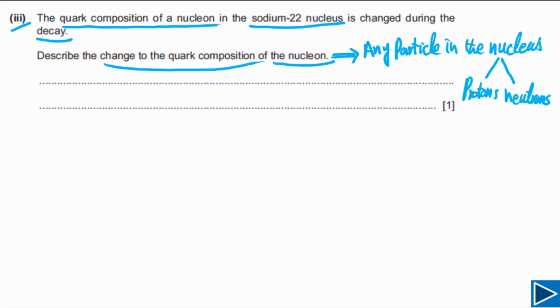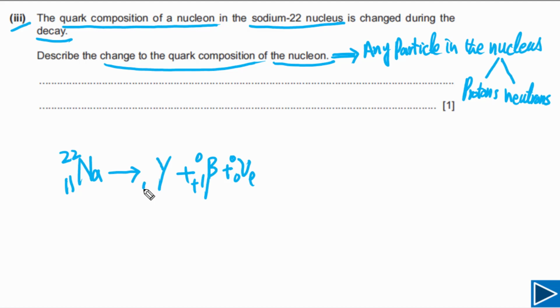Let's try to understand a little bit more about beta plus decay to answer this question. First, we will start from sodium. Sodium-22 means the mass number of sodium is 22 and the atomic number of sodium is 11. This decays to a daughter nucleus by beta plus decay, or simply we can say by emitting a beta plus particle and an electron neutrino. This daughter nucleus has atomic number 10 and its mass number is 22.